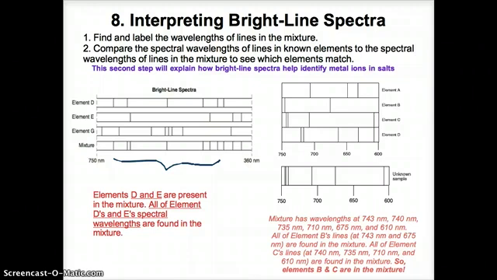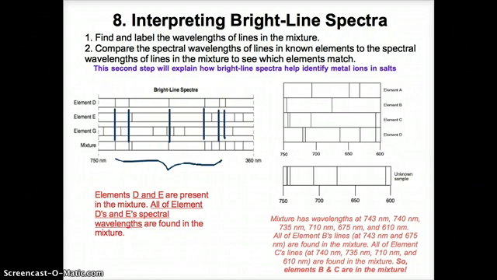So for element D, first of all, to be in the mixture, all 6 of its lines must match lines in the mixture. So let's check. If you draw lines down from element D for all 6 of its lines, what you'll find is they all align with lines in the mixture spectrum, meaning spectral wavelengths of all 6 of element D's lines are found in the mixture, and hence element D is definitely part of the mixture.